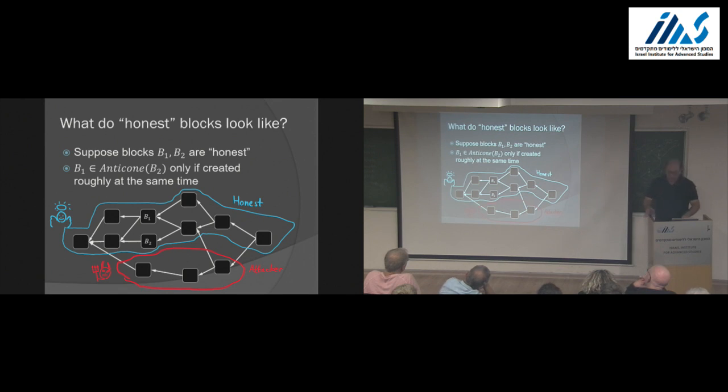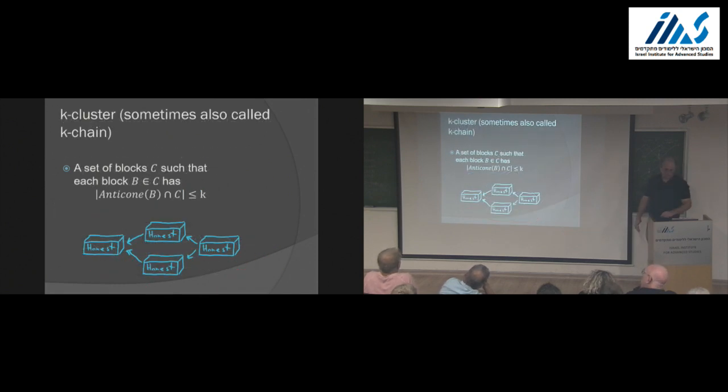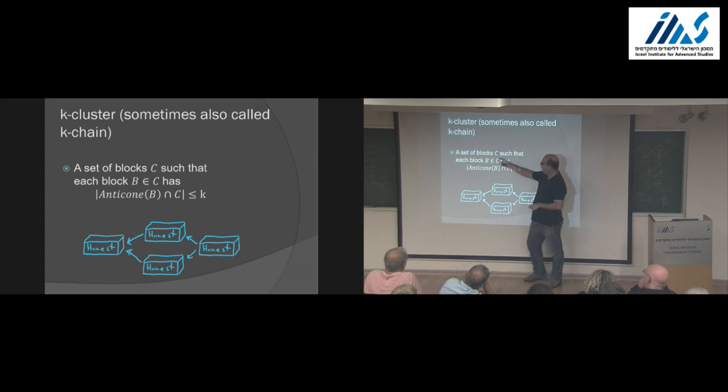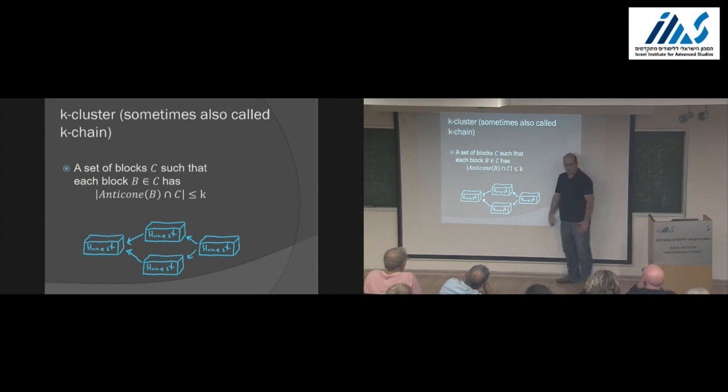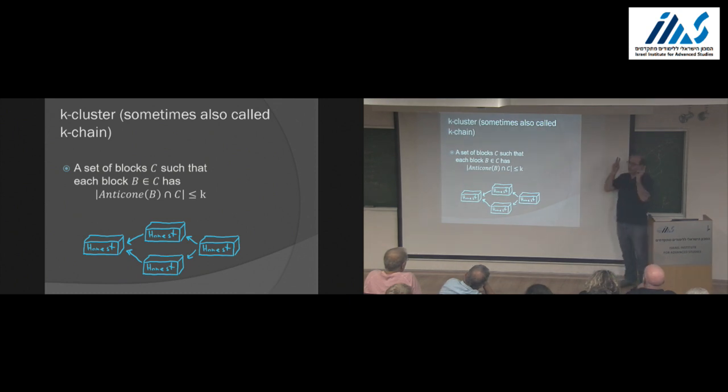So this motivated us to define something called the K-cluster. A K-cluster, or you can think of it as a K-chain, sometimes Jonathan likes to call it that name, is just a set of blocks C such that when you look at their anticone from within that set, intersecting with the set C, it is smaller than K. So internally, they look like an internally consistent set of good guys. They don't have too many incomparable blocks between themselves, because they were supposedly transmitting to each other fast.